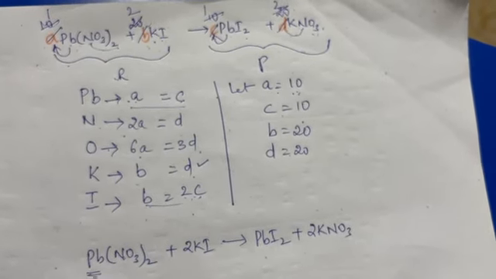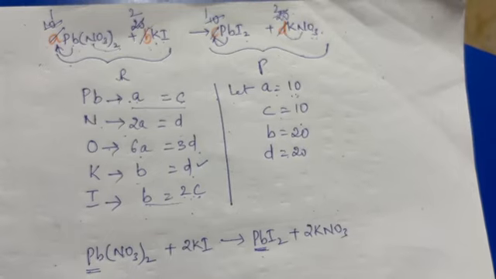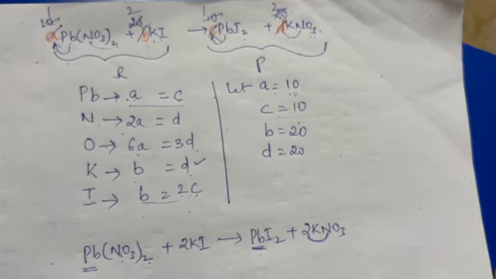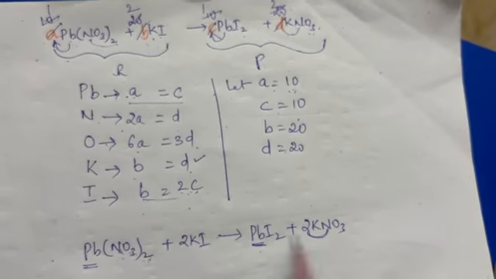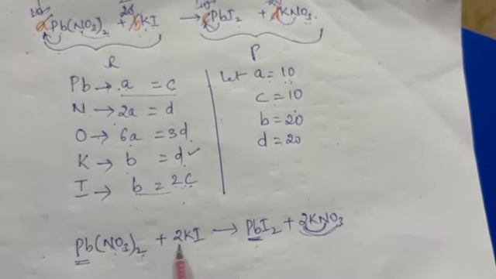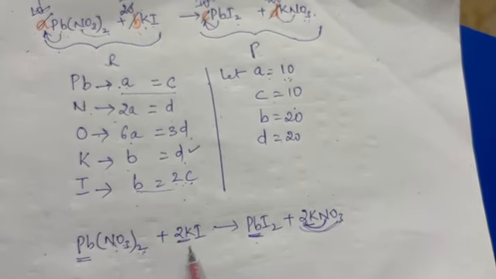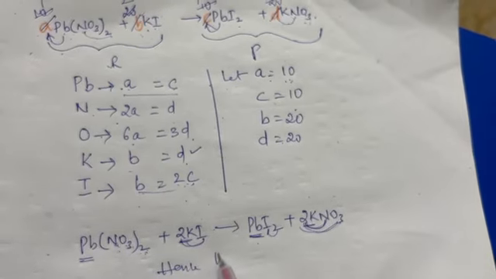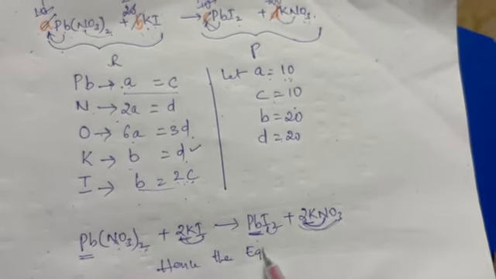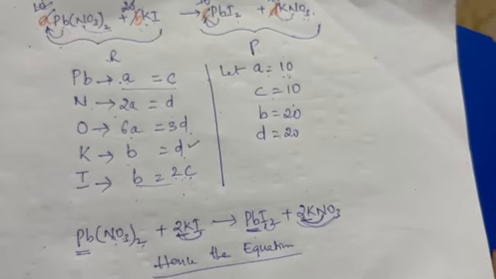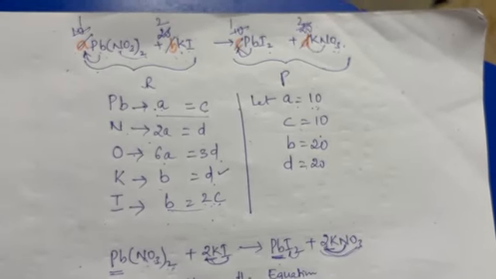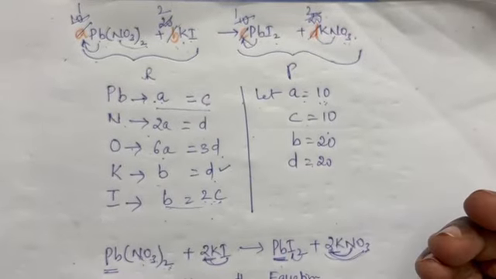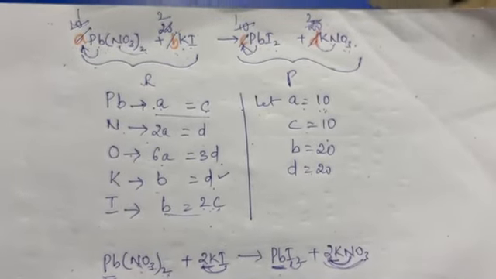This is one lead on this side and one lead on the other side. Similarly, 2 nitrogens here, so 2 nitrogens here. In the same way, 3 times 2 is 6 oxygens, and 2 times 3 is 6 oxygens. 2 potassiums and 2 potassiums, 2 iodines and 2 iodines. Hence, the equation is balanced. Hope you understood this. Whenever you are in confusion or see such large equations that you cannot balance by the trial and error method, better go for the algebraic method. Thank you.